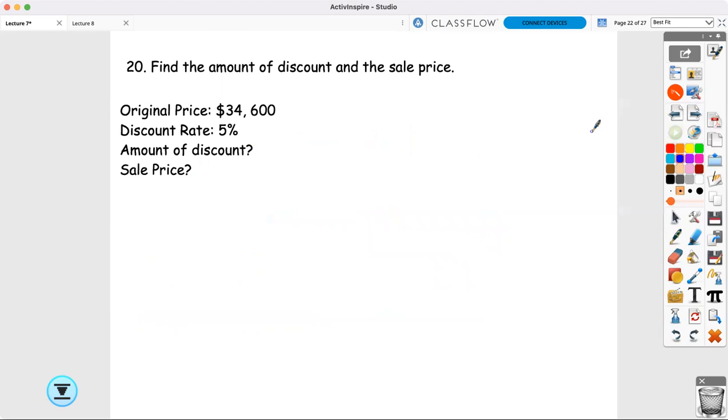All right, we're almost there, guys. 20, find the amount of discount and the sell price. So this problem's asking for two things, the amount of discount and the new sell price.